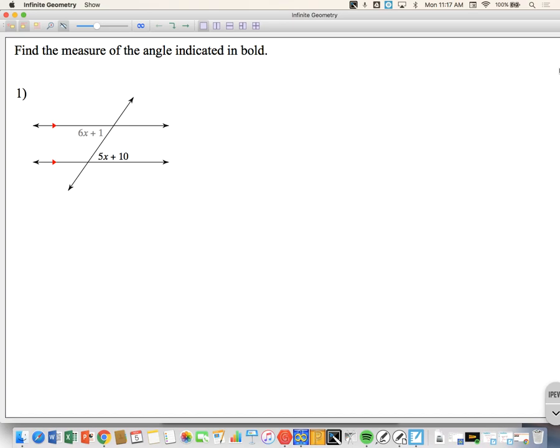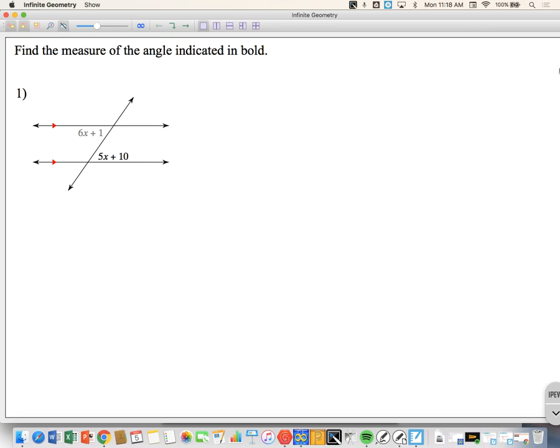Our learning target today is to use what we know about parallel lines and transversals to help find angle measures. So we're going to identify our relationships, vertical angles, corresponding angles, alternate interior or alternate exterior, and use that information in order to find the value of x that we'll then use to find the degree measure of the angle. In this diagram, I have parallel lines cut by a transversal.